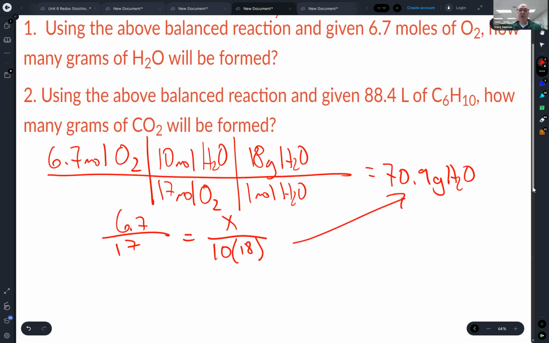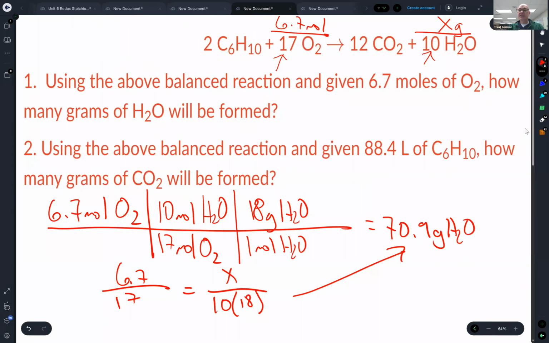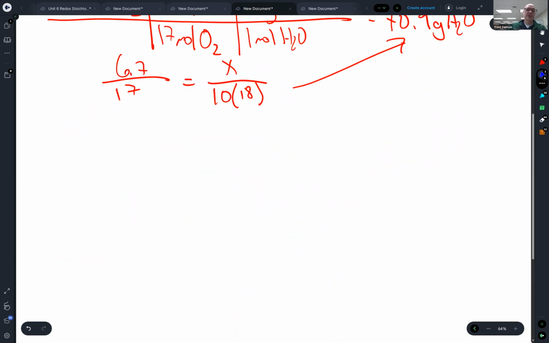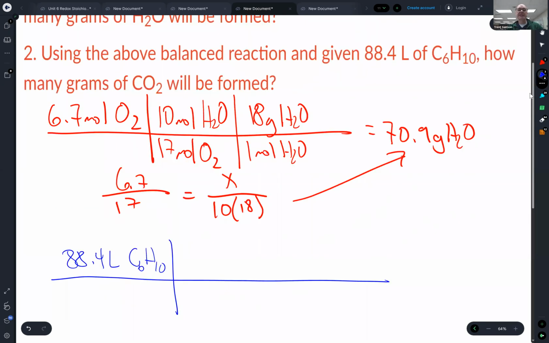All right, now number 2, use the same balanced equation, but we're going to start with 88.4 liters of C6H10. I'm going to change my pen color so we can distinguish a little bit about what we're doing here. So 88.4, and this is in liters, and now we're going to grams of CO2. So I'm going to start again with dimensional analysis, 88.4 liters of the substance C6H10.